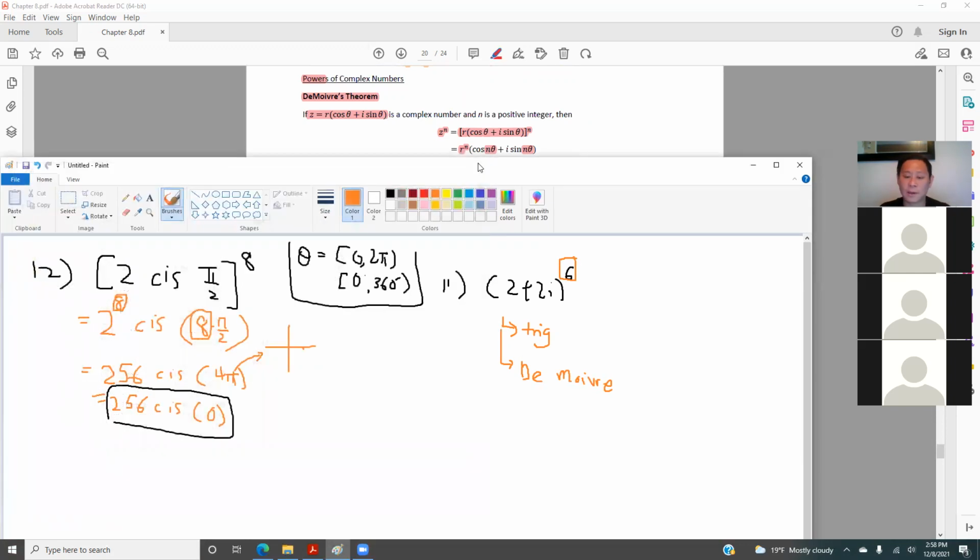Okay, I want you guys to do it. You guys are quiet here. All right, I want you guys to change this to r and theta. Find me the r. Find me the theta. Take z is 2 plus 2i.